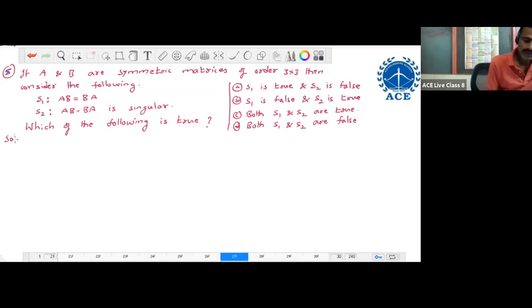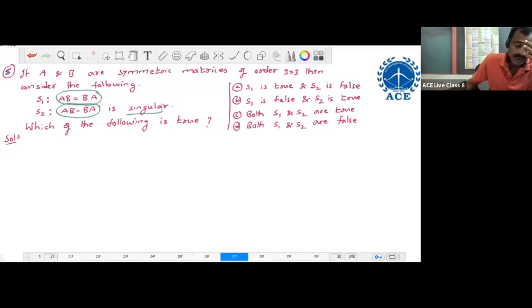This is a question, not a problem. If A and B are symmetric matrices of third order, then consider the following two statements. In the first statement, the condition is AB equal to BA. The second statement is AB minus BA is singular. We are given two statements and asked to check whether both are correct, only one is correct, or both are wrong.